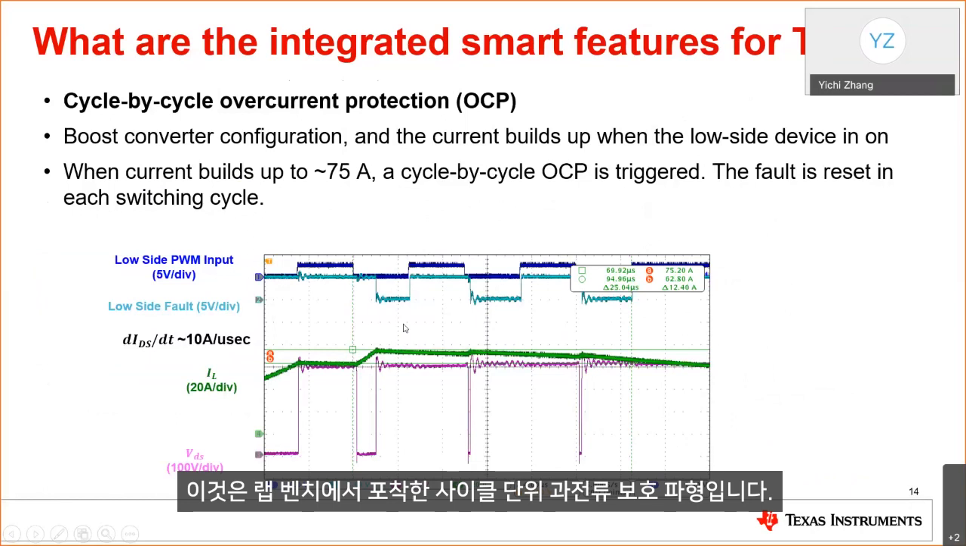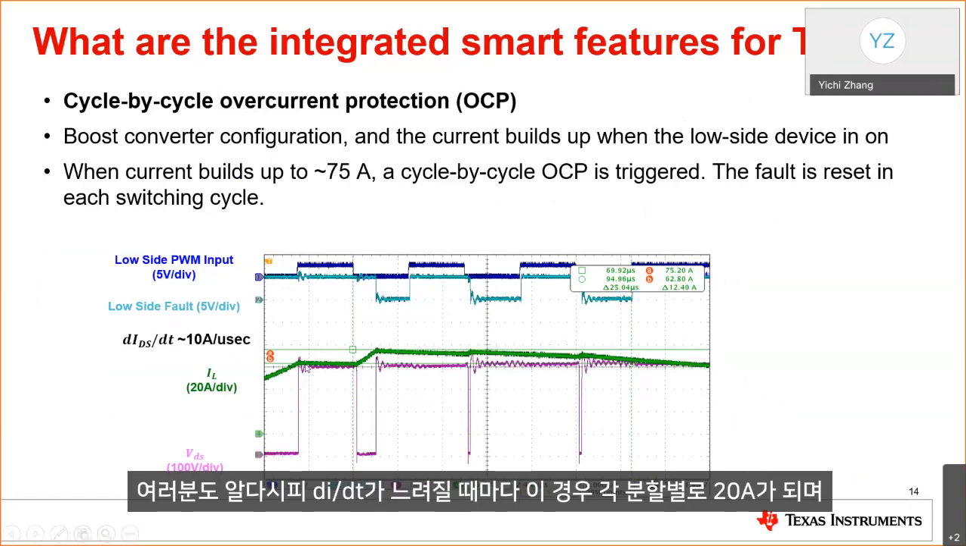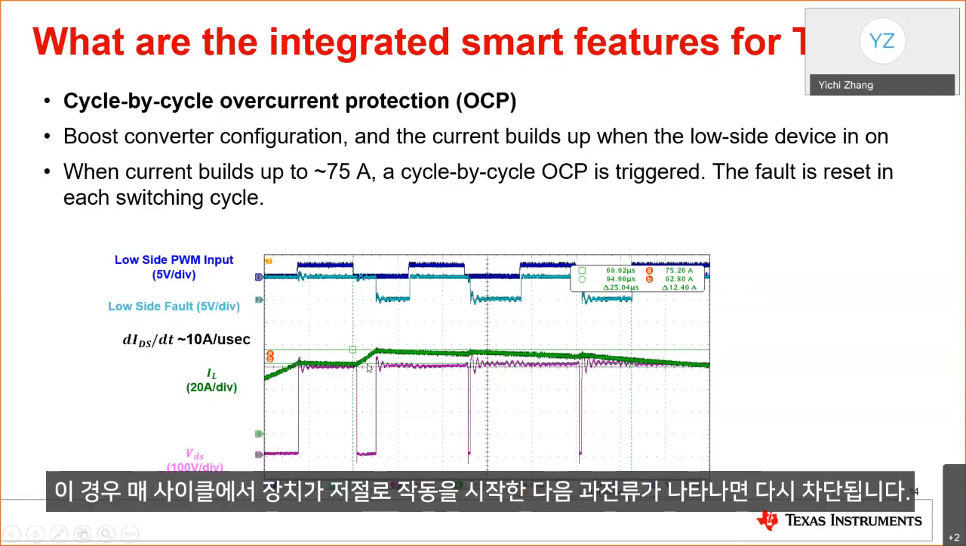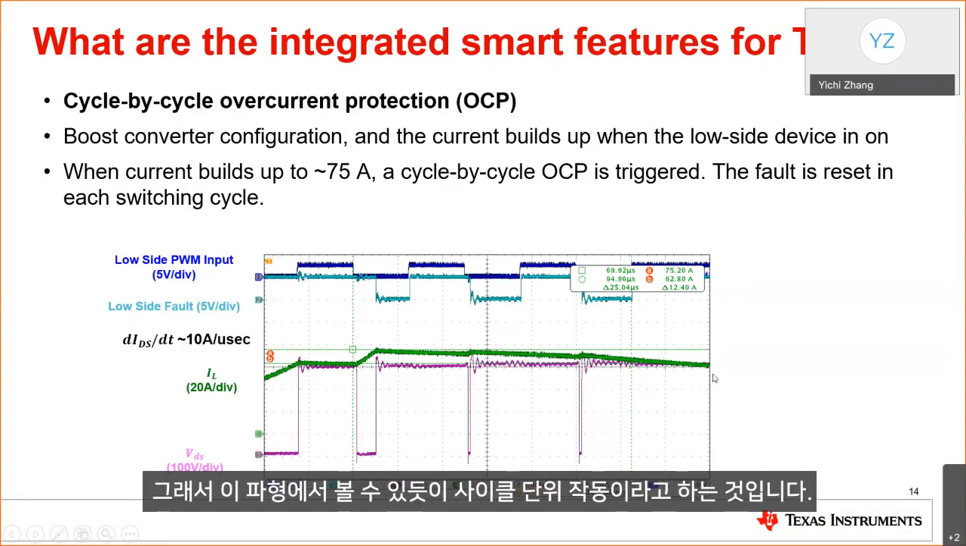This one is a cycle-by-cycle overcurrent protection waveform captured on the lab bench. As you can see, whenever you have a slower di/dt, in this case 20 amps per division, it's rising relatively slowly, 10 amps per microsecond, and then you will trigger the overcurrent protection. In this case, you can see in every cycle, the device will try to start itself, and whenever it sees it's overcurrent, it will be shut off again. So it's a cycle-by-cycle operation, as you can see in this waveform.